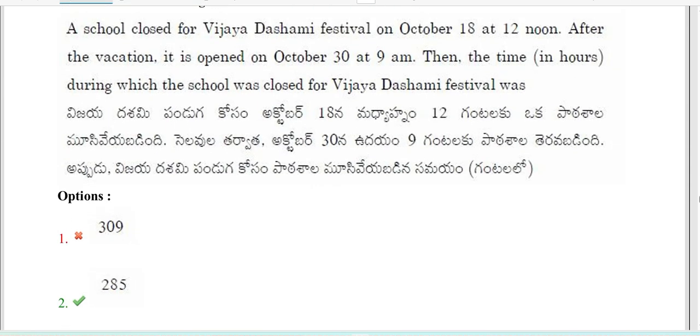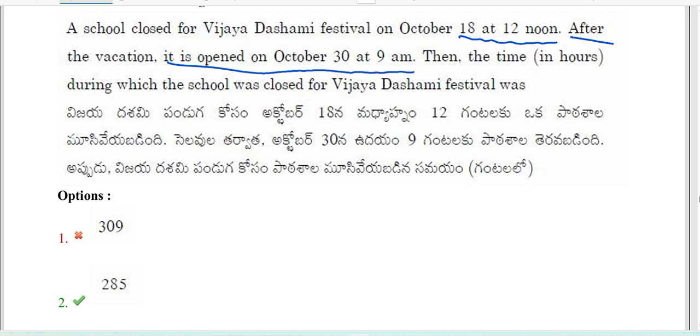A school is closed for the Vijayadashami festival on October 18 at 12 noon. After the vacation, it is opened on 30th October at 9 a.m. Then the time during which the school was closed for Vijayadashami. Here we are asked to find out the time.